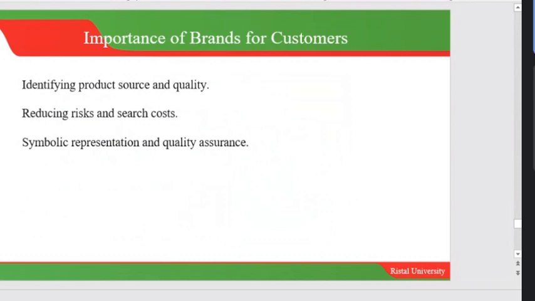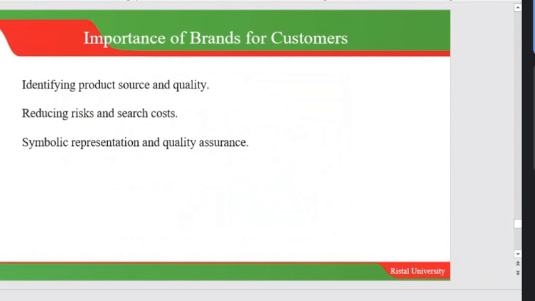But also, it helps in identifying product source and quality. So that is the importance to the consumer or to the customer. So you'll be able to know that this product is from this and this. Therefore, it helps in reducing risks and search costs. So you would be able to know, for example, if you named your bar soap White Star, you will go to a canteen or to the supermarket, knowing that you're going to buy this brand of soap. So that it reduces searching.